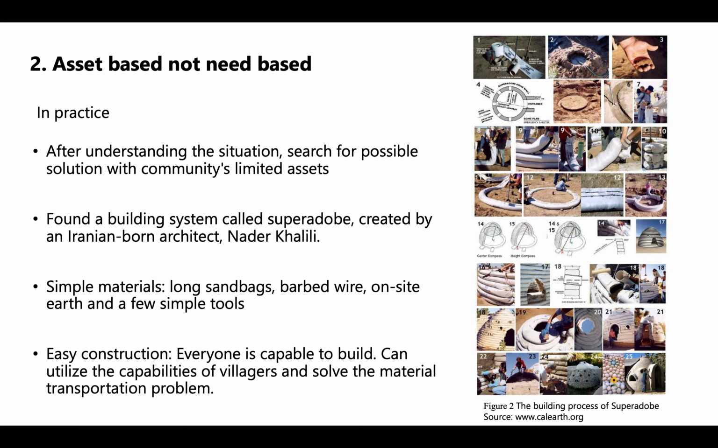The superadobe system's main materials are long sandbags, barbed wire, on-site earth, and a few simple tools. The construction is easy and flexible, and also time efficient. Everyone is capable of building. It can utilize the capabilities of villagers and solve the material transportation problem.